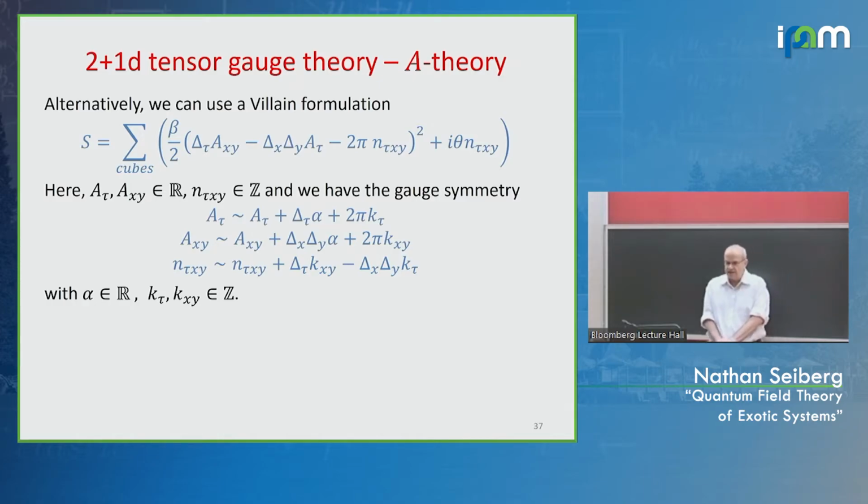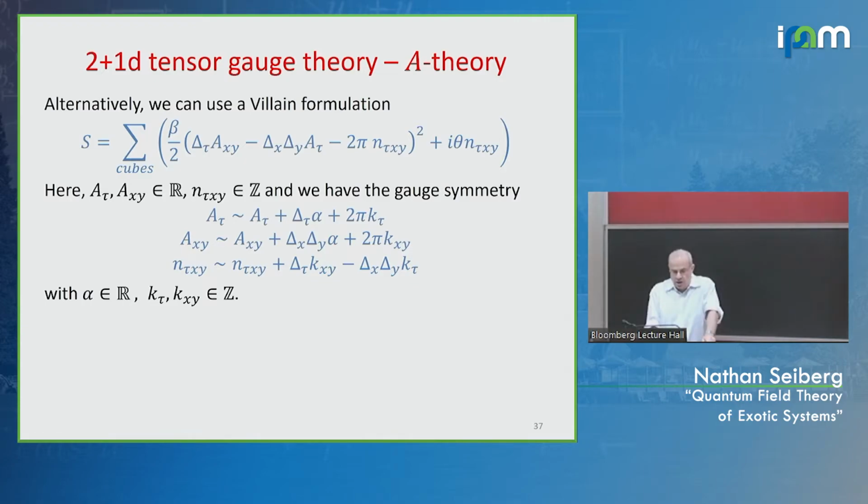So this is my lattice action. No cosine. No exponentials of things, no nonlinearity. It's a completely quadratic action. I put A tau, which is now real valued, on the time-like links, and AXY in the spatial plaquettes, and I put integers n tau xy on the cubes. And this is the regularized version of the electric fields. It's delta tau of AXY, it's like the derivative, and delta XY of A tau.